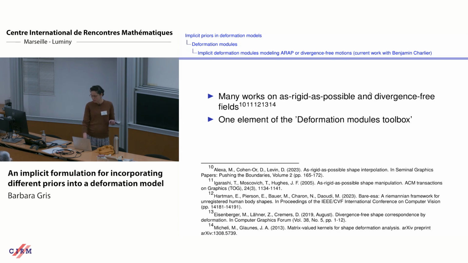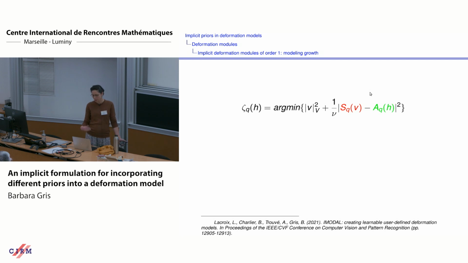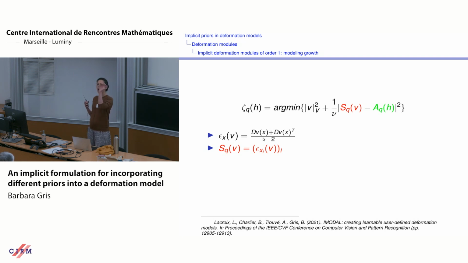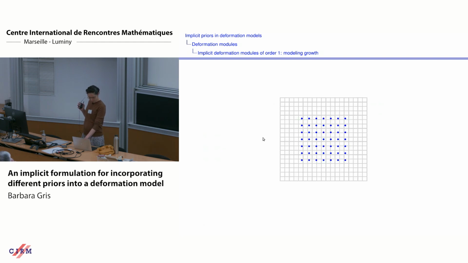Another element of this deformation modules toolbox is what we call implicit deformation modules of order 1. And the goal here is to model growth. The growth will be modeled as a change of the local metric of your shape. So we want to choose specific value for the infinitesimal strain tensor. So now the evaluation operator will be made of evaluating the infinitesimal strain tensor at given points. And the observation operator will be what we call a growth model operator. So it's always linear with respect to h. And it gives a pattern that you want to observe on the points on which you put the constraints.